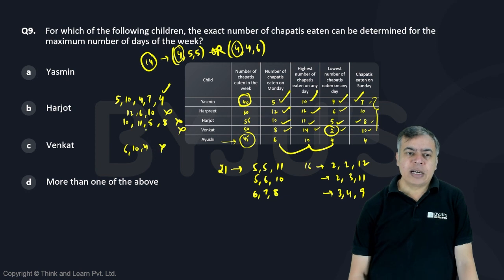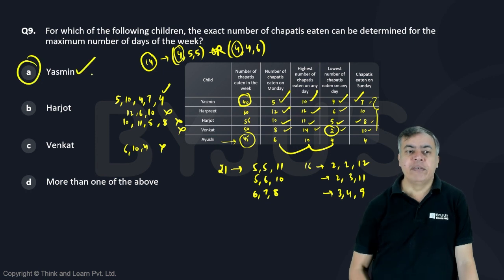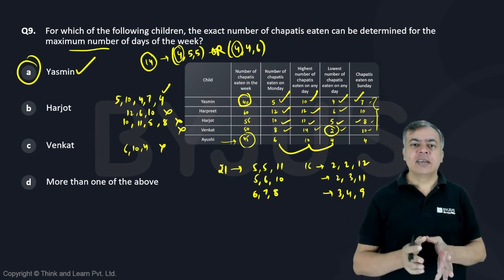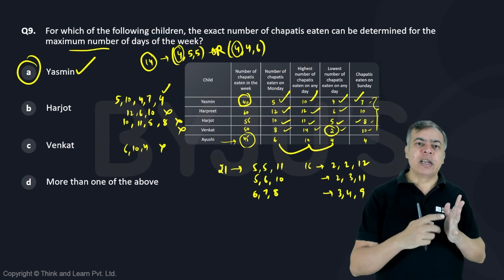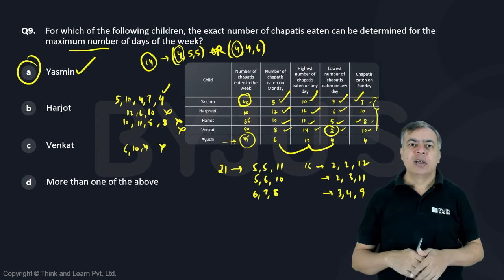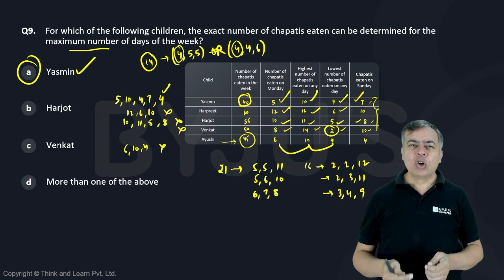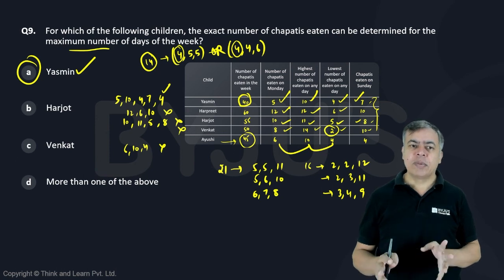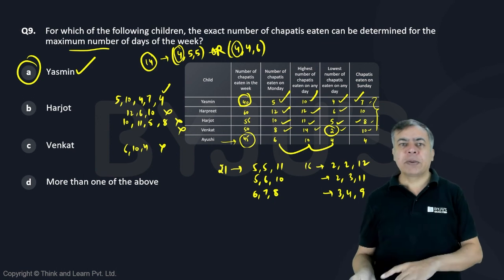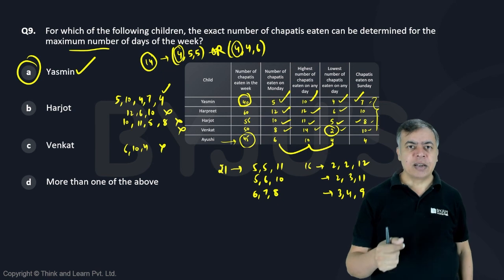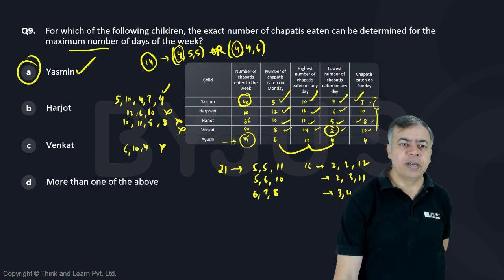So only for one, that is Harpreet. Okay, it was for Harpreet or Yasmin? Yasmin. For Yasmin, you can calculate for 5 days. That is the maximum number of days, right? That will be Yasmin, that you can exactly say that 5 days, these will be the number of chapatis, 5, 10, 4, 7, 4. Right? So you can tell for 5 days the exact number of chapatis. He is not asking about which day, how many chapatis. He is talking about the exact number of chapatis eaten on a particular day. Right? Any day. So 5 days you know the exact number of chapatis. Okay, so that will be Yasmin.